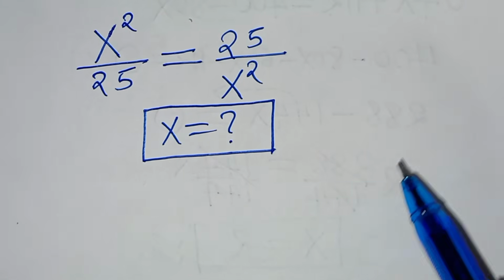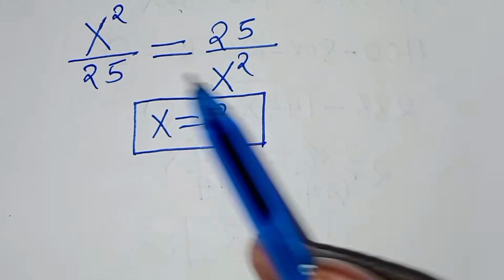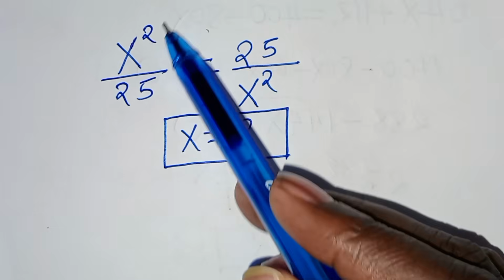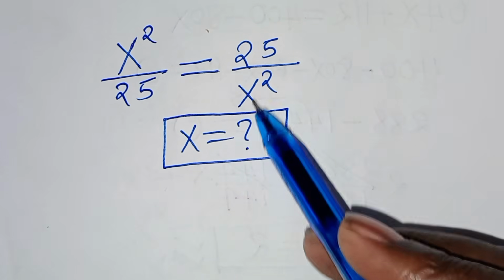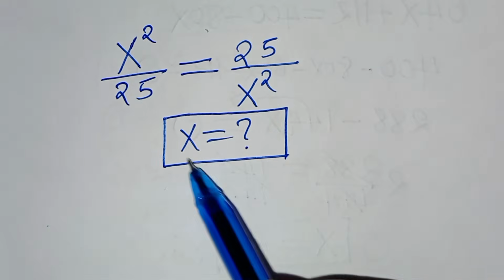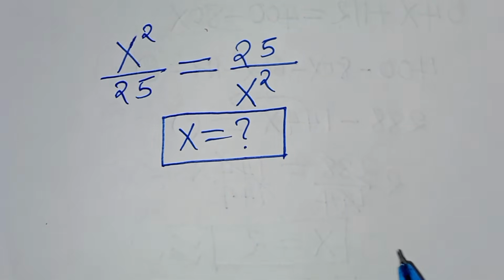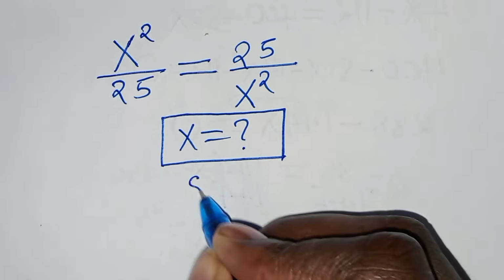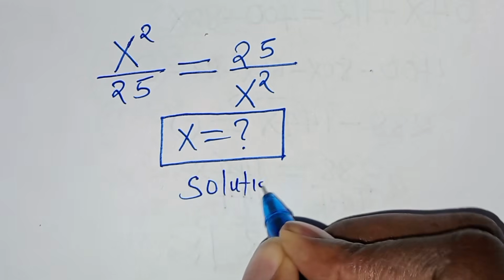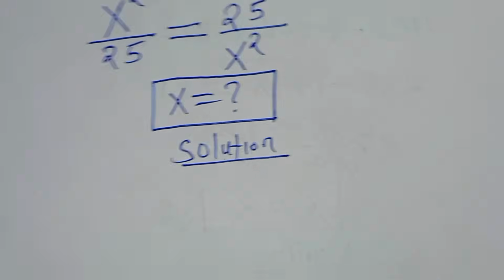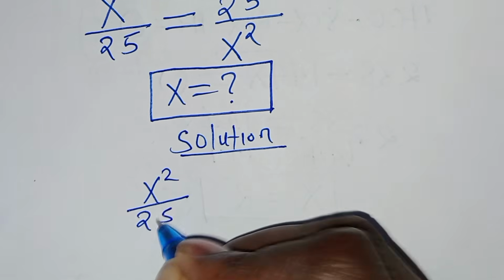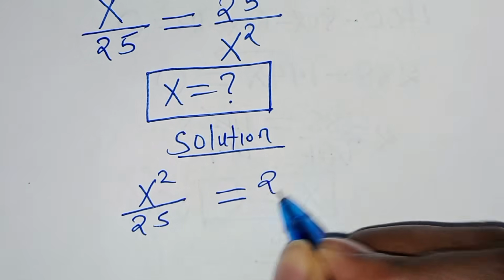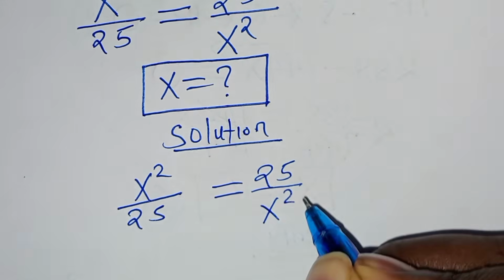Hello everyone, you're welcome to solve this nice algebra problem, which is x squared divided by 25, equal to 25 over x squared. So what are the values of x? Let's present the solution from here. We have x squared divided by 25 equal to 25 over x squared.